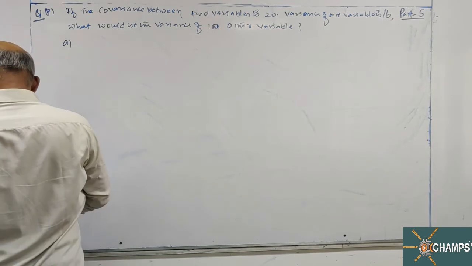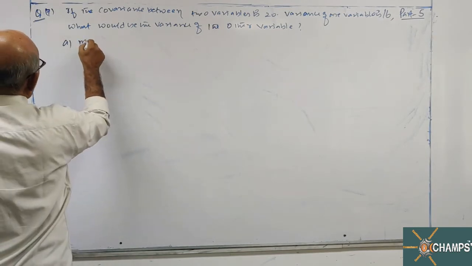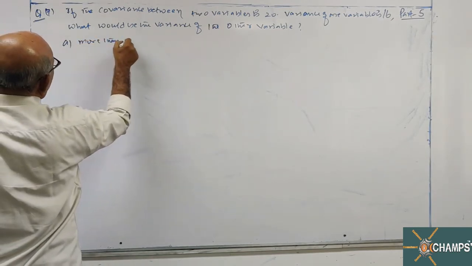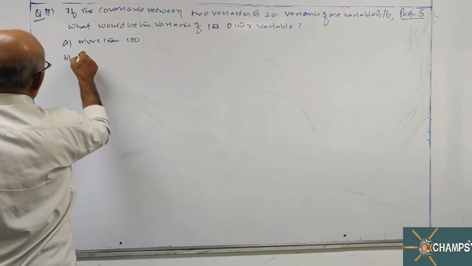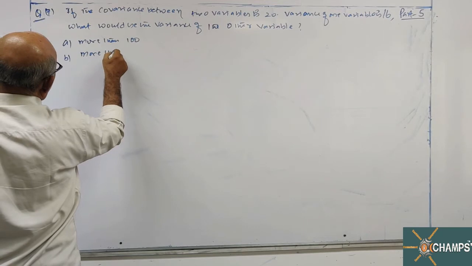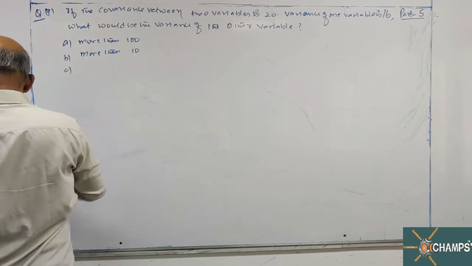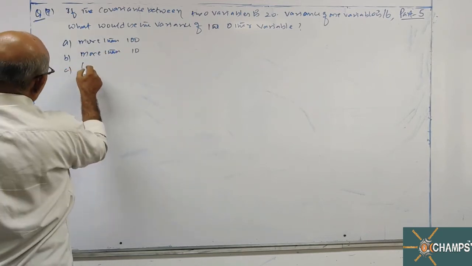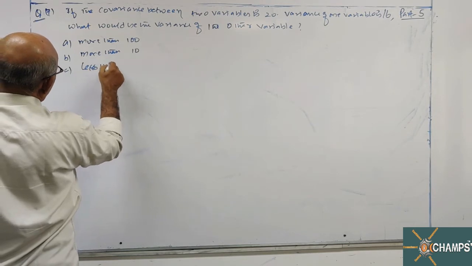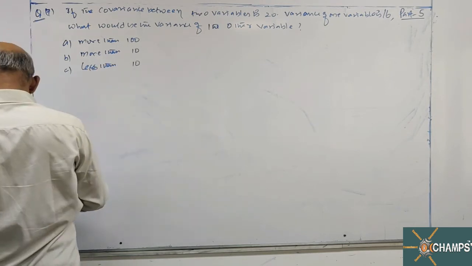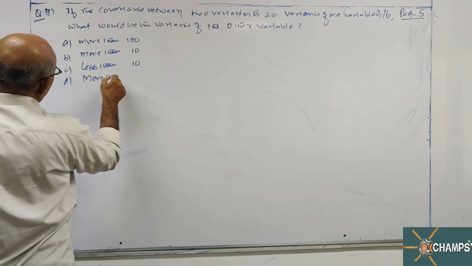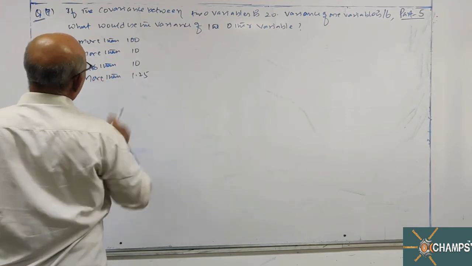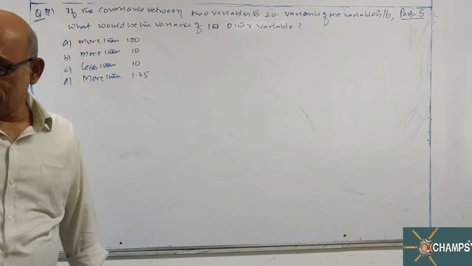Option A, more than 100. Option B, more than 10. Option C, less than 10. Option D, more than 1.25.